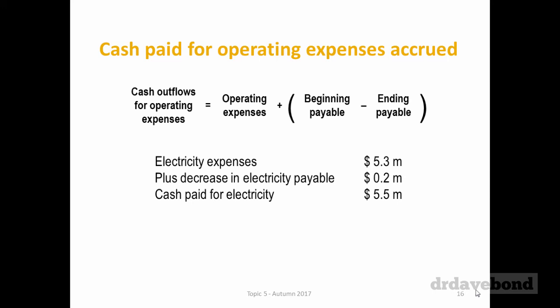If this has gone down, if this has gone from 1.0 to 0.8, and the electricity expense would be debit electricity expense 5.3, credit electricity payable 5.3, that would end up down here.